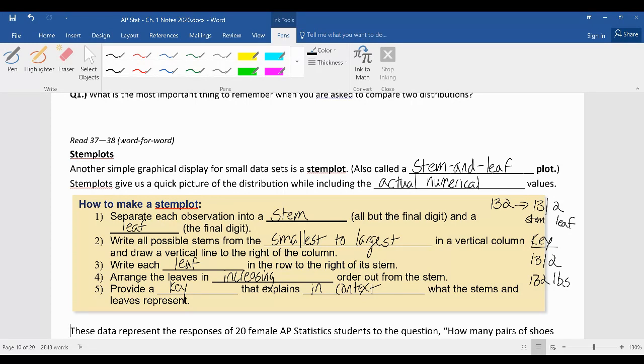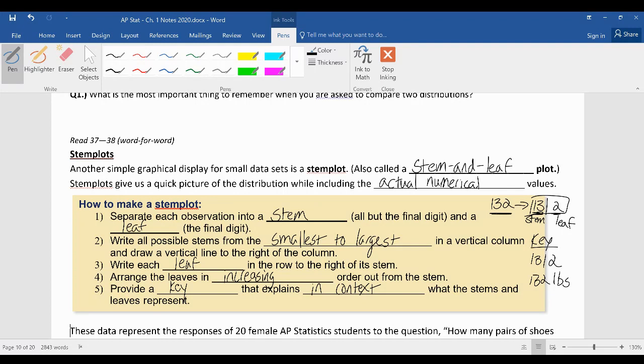When we're making a stem and leaf plot, we want to separate each observation into a stem, which is all but the final digit, and a leaf, which is the final digit. So if we look here, we have 132. We want to change that 132 into a stem and leaf plot. The 13 would be my stem, and the 2, which is my final digit, would be my leaf, and I get something that looks like this. You write all possible stems from the smallest to largest in a vertical column, and draw a vertical line to the right of the column. Each leaf is in the row to the right of its stem, and you want to arrange the leaves in increasing order out from the stem.